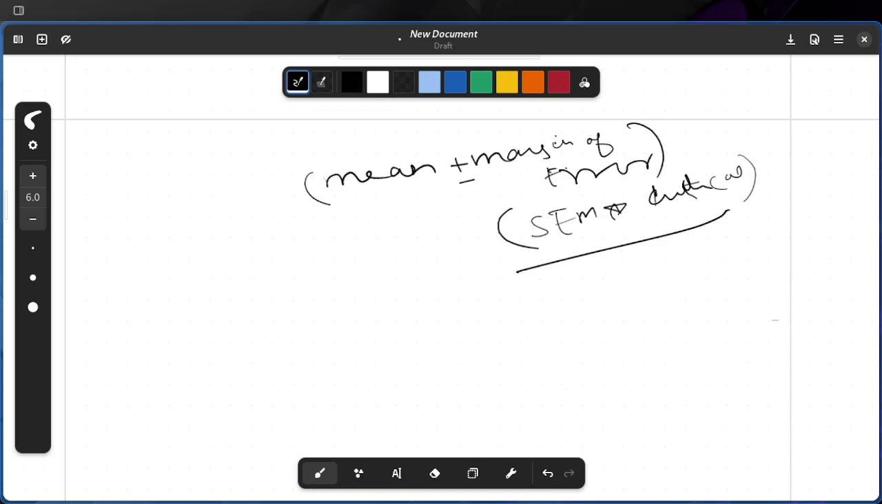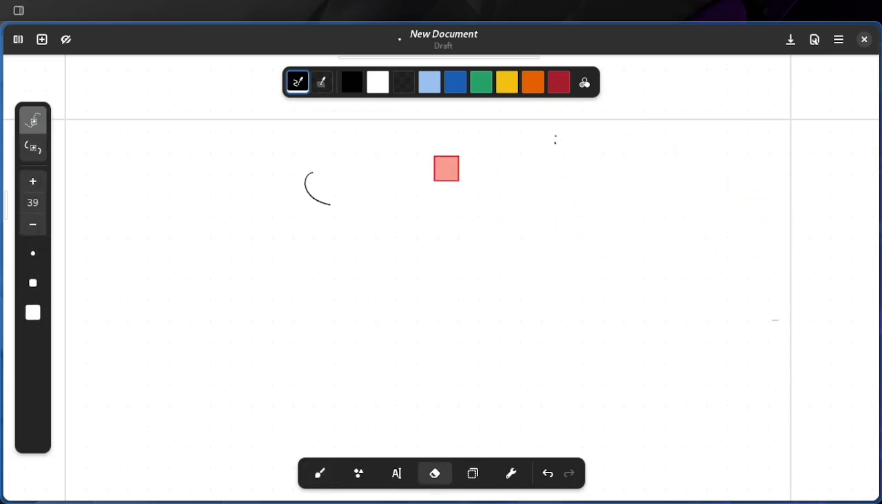I want you to keep this in mind, that critical value is coming from theoretical distribution. SCM is coming from the standard deviation of the sampling distribution of the means. So these are two different concepts. Don't get confused, because many people get confused between SCM and this critical value.